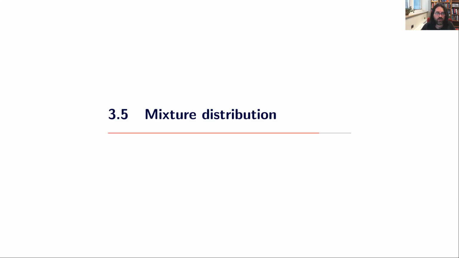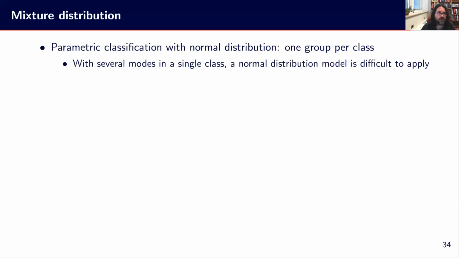Now, if we talk about mixture distribution, mixture model, we have this thing here. So we have a parametric classification with normal distribution. We assume that we have one group per class. So with several modes in a single class, so we have one class, but we have many modes.